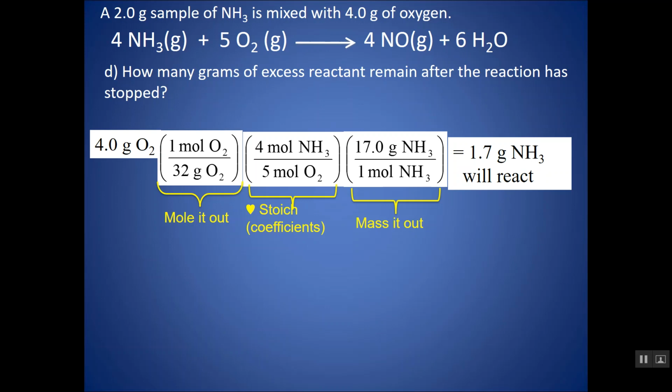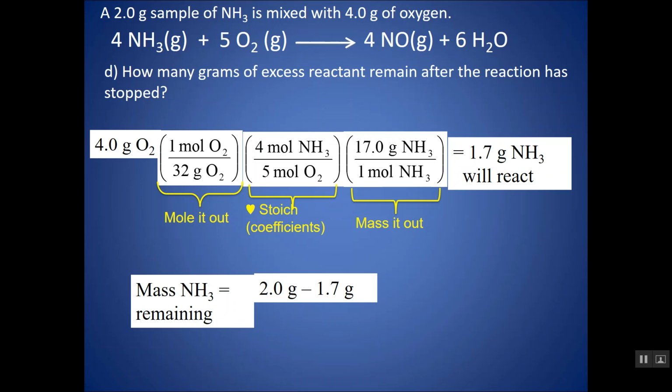The excess will remain. So if 1.7 grams react, and if I go back to the problem statement, I see 2 grams I had to start with, how much would remain? Well, we would just subtract, and we would see that 0.3 grams remain. So again, read your problem. If they ask how much reacts, you just do another long line of stoichiometry. You just start with the limiting reactant and you turn it into excess reactant. That always gives you how much of the excess reacts, gets used up. If they ask how much remains, you subtract it from the start.